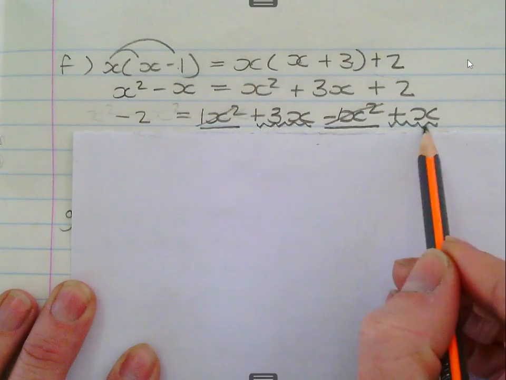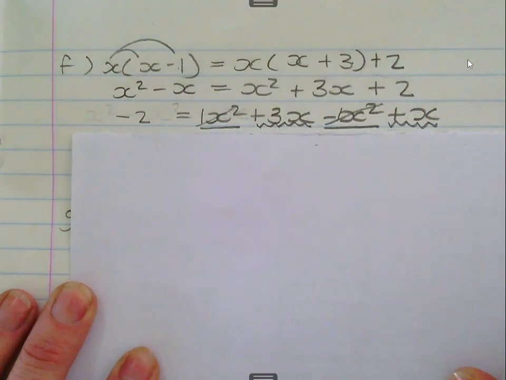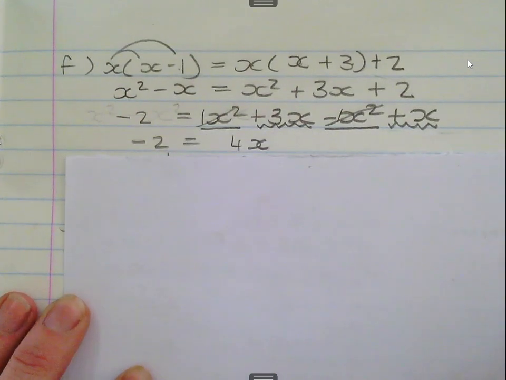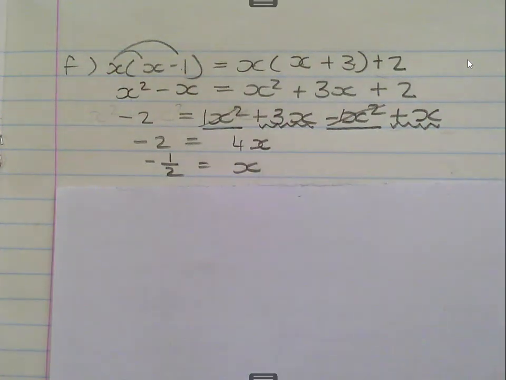The other two I can add, 3x plus x is 4x. And then how do I get rid of the 4? Divide by 4 both sides, and negative 2 divided by 4 will be negative a half.